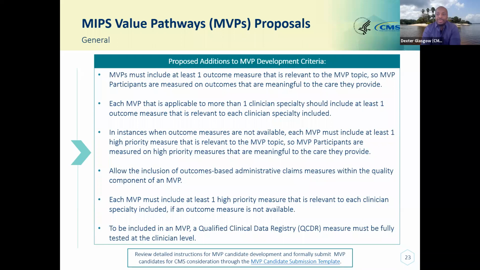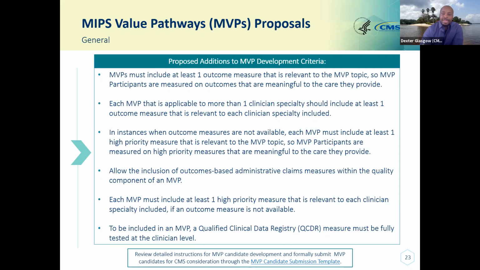In the calendar year 2021 PFS final rule, we established a set of criteria for use in the development and selection of MVPs. Specifically, we finalized that we are not prescriptive on the number of quality measures that are included in an MVP. Through this rulemaking cycle, we proposed reporting requirements for MVPs and discussed the allowance of clinician choice in selecting which quality measures and improvement activities to report. The requirements for an outcome measure, or a high priority measure when an outcome measure is not available, is something that most MIPS eligible clinicians are familiar with.